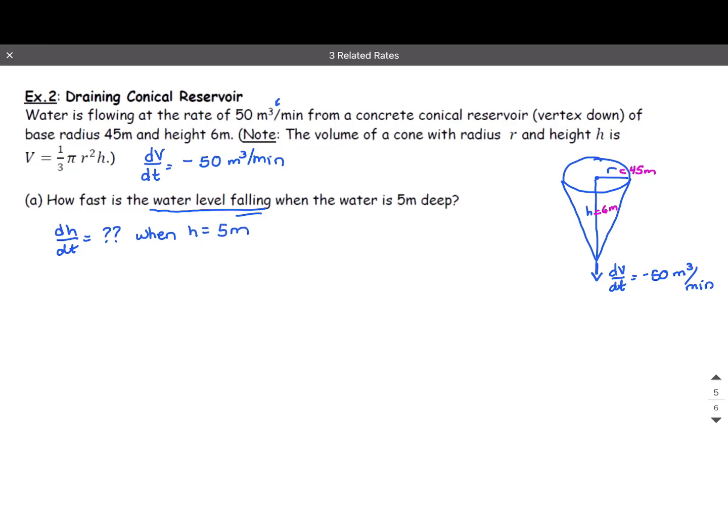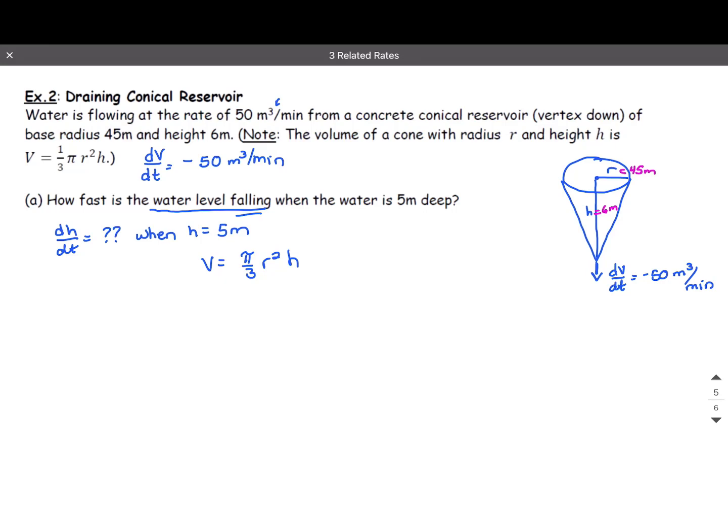Okay, now remember the volume formula is pi over 3 r squared h. If we were to take the derivative of this, we would have a dV/dt, which we know, that's okay. We would have a dh/dt, which is okay, we're looking for that. We would also wind up with a dr/dt. I do not know dr/dt, therefore I can't have an r in my equation.